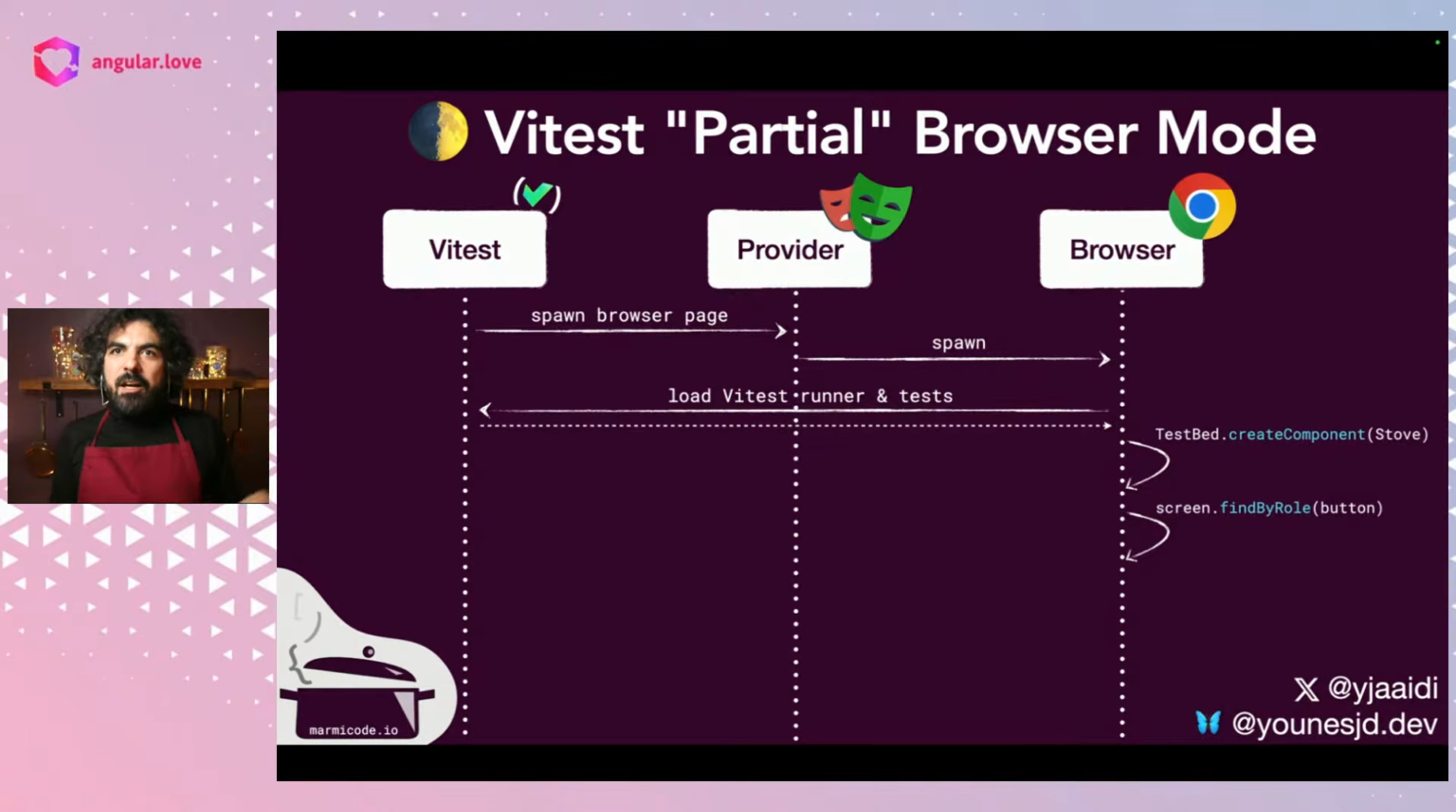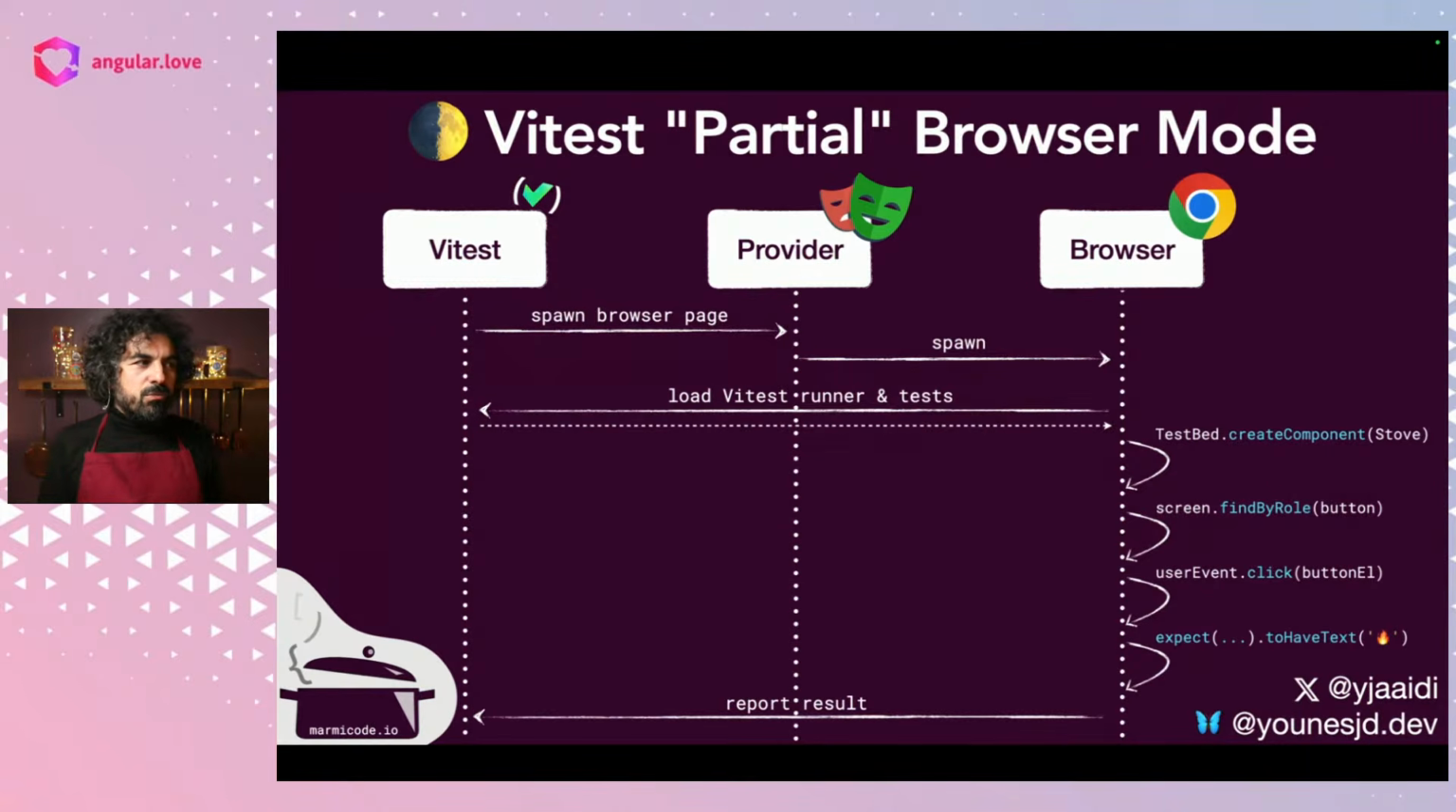It's using testing library inside the browser to interact with the elements and click, etc. And then we make the assertions and we send the results to vtest. And this works, but we're just running all our tests inside the browser, all the interactions.